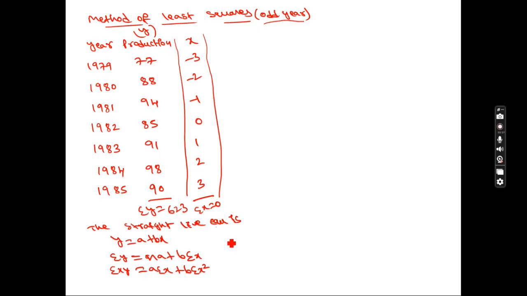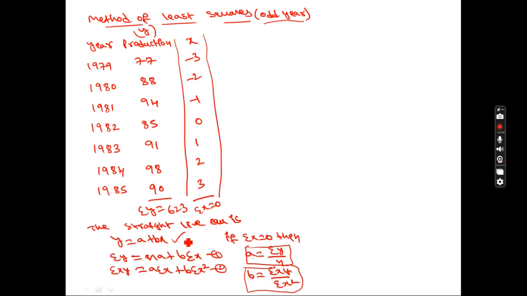So what we have to do is make summation x as 0. Then equation 1 and equation 2 become, and from this you will get a is equal to summation y by n and b is equal to summation xy by summation x square. These are the two formulas we need to remember. These are very important formulas, because we are finding the values of a and b and substituting in this equation. Now you will get the trend equation.